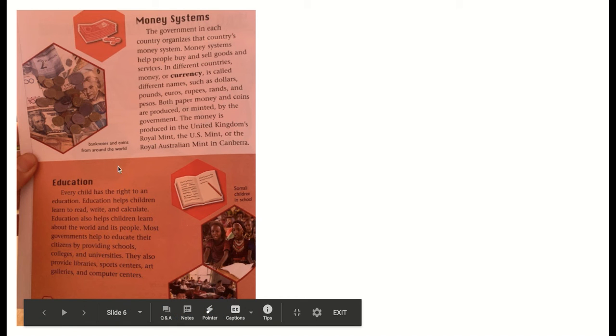Not everyone can make their own money. The next section. Up here it says banknotes and coins come from around the world. Banknotes are another name for the paper money.